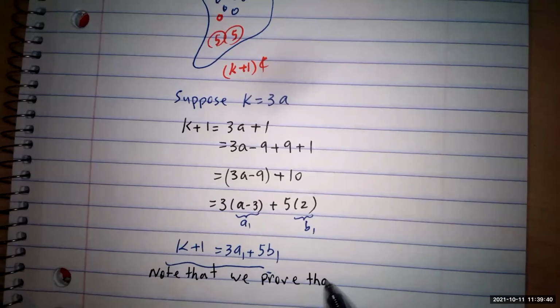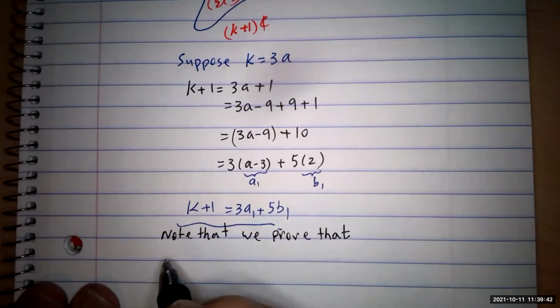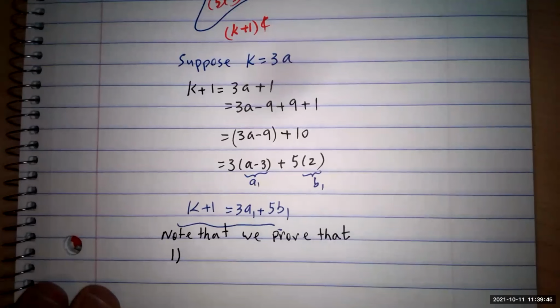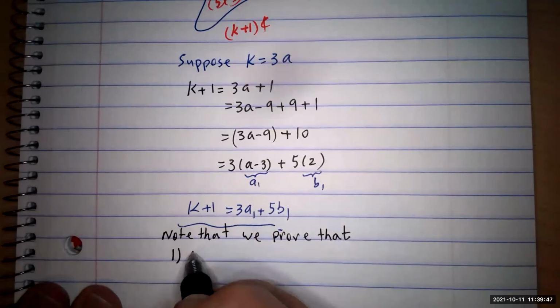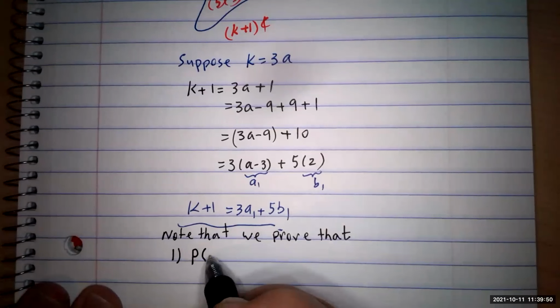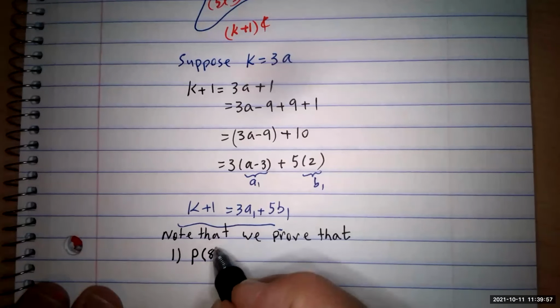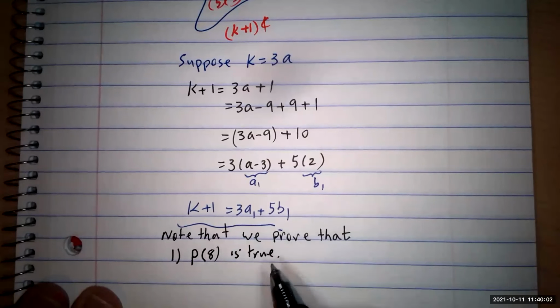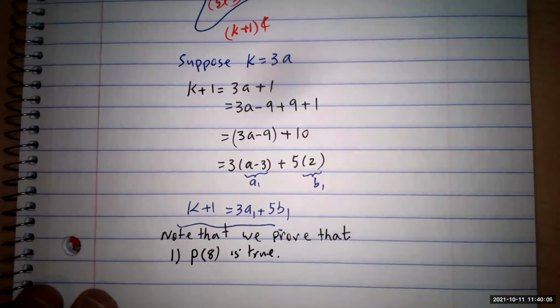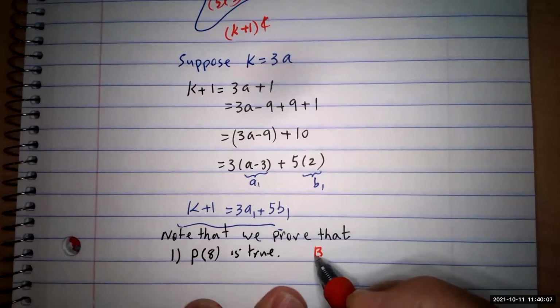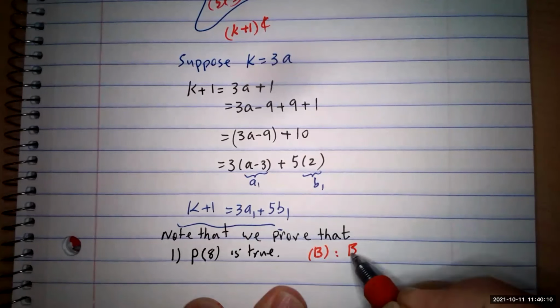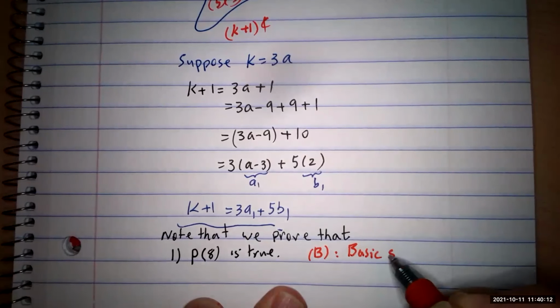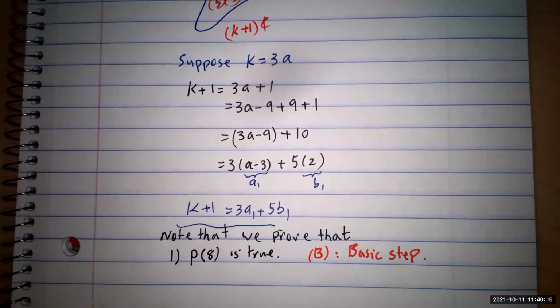Okay, we proved that. What we proved is the basic step, part 1. We proved that the idea is true for the basic value of n. Remember, the least number of n was 8. So we proved that P8 is true. This is usually denoted by B, and we call it the basic step of our argument.